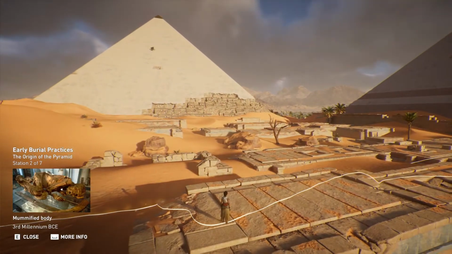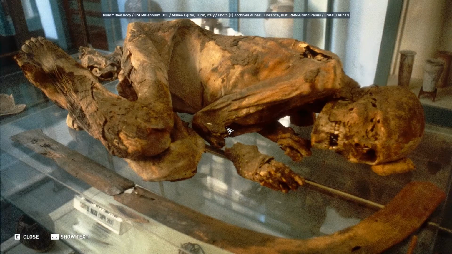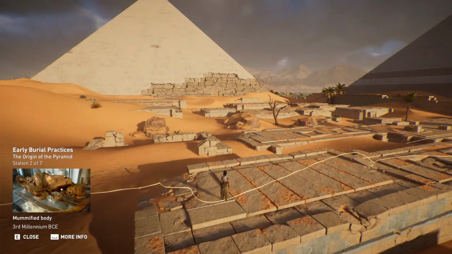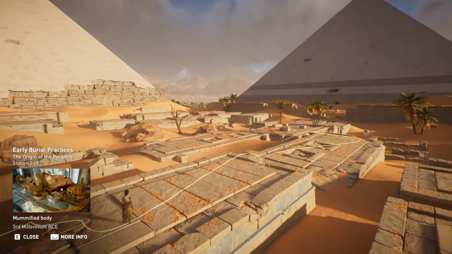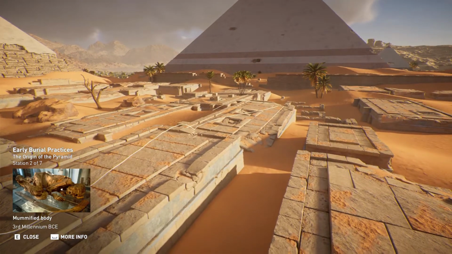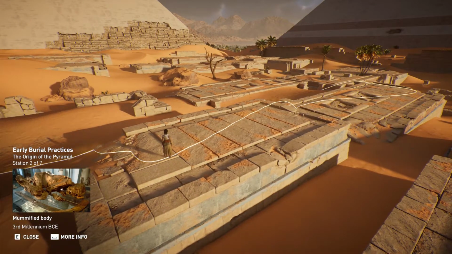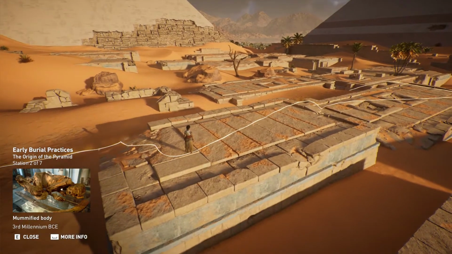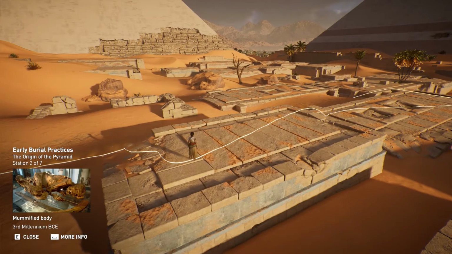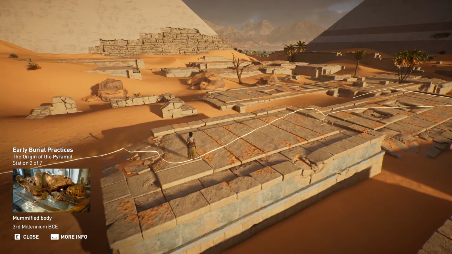During the pre-dynastic period, the development of funerary practices was different, depending on whether one was located in Lower Egypt or Upper Egypt. Well before the pyramid, there were burial pits. It is on the site of Merimde Beni Salame in Lower Egypt that we find the oldest funerary site, dating back to 5000 BCE. Study of the tombs revealed that the bodies of the deceased were deposited in a shallow grave, in a fetal position. Though a few objects were recovered from these graves, they offered no insight as to the social class of those interred within.